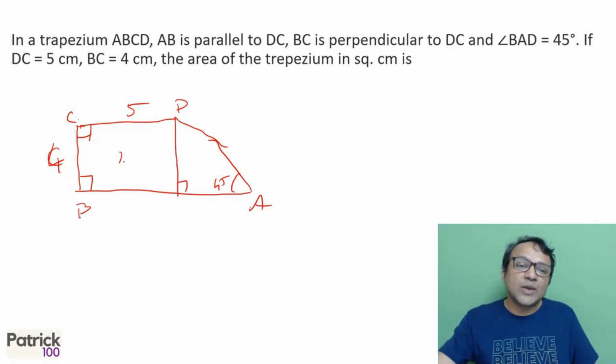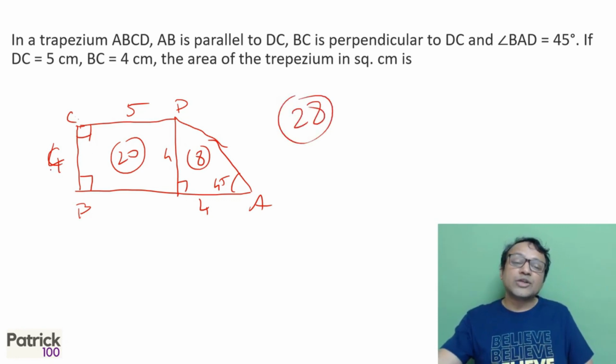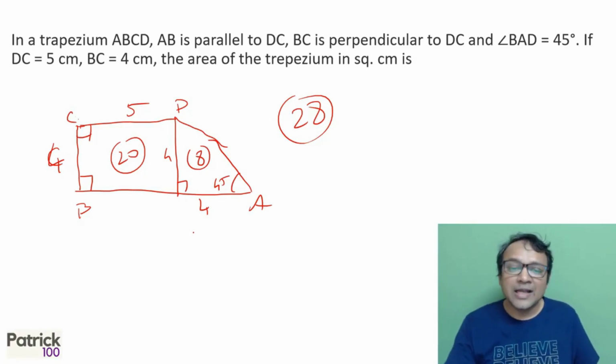So area of this rectangle is 20. Area of this triangle is 8, half into base into height. So 28 is the answer. If you just draw it properly, you figure out that this is the figure which is drawn. Automatically you get the area of rectangle 20, area of triangle 8, and total area as 28.